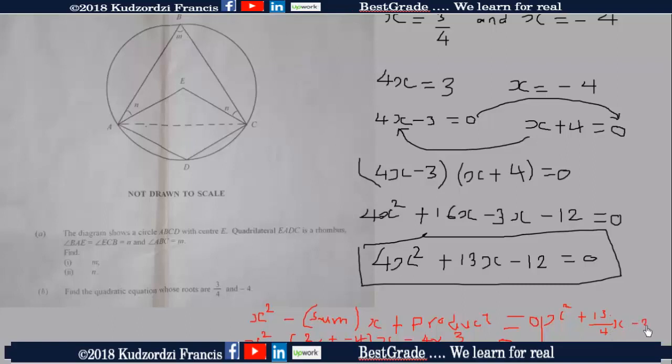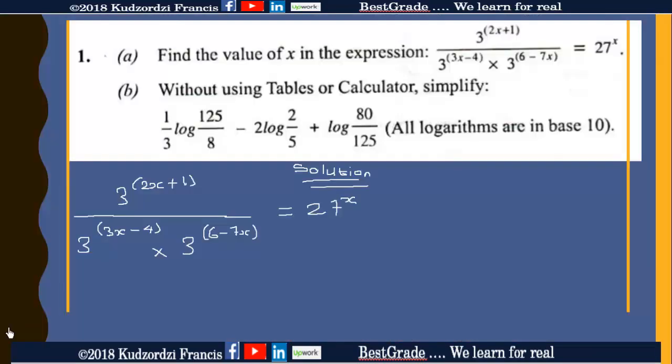minus 3 is equal to 0. Now we multiply through by 4 to get 4x squared plus 13x minus 12 is equal to 0. So we are getting the same result. So choose the one that is good for you.